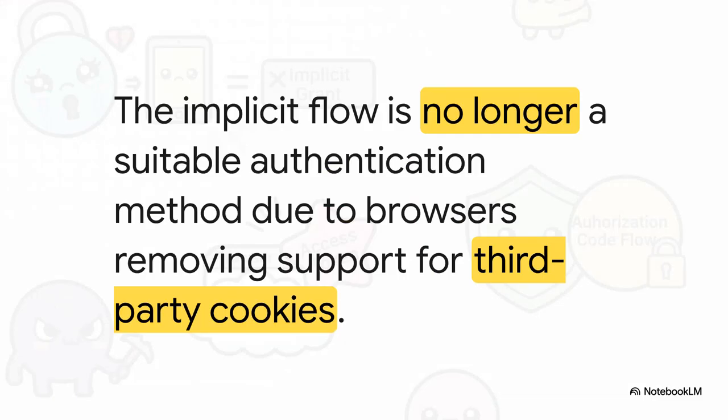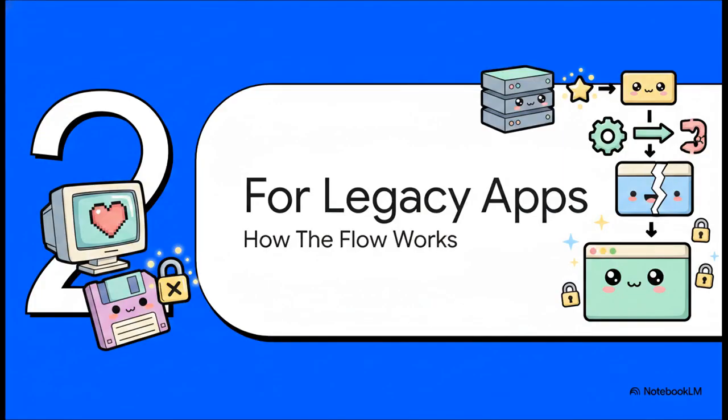And this is the obsolescence problem. This is the killer blow. The implicit flow's trick for renewing tokens without bothering the user again involved a hidden iframe and a session cookie. But now, as browsers block those third-party cookies to protect your privacy, that whole system just falls apart. Your app will try to get a new token and nothing. It'll just fail.